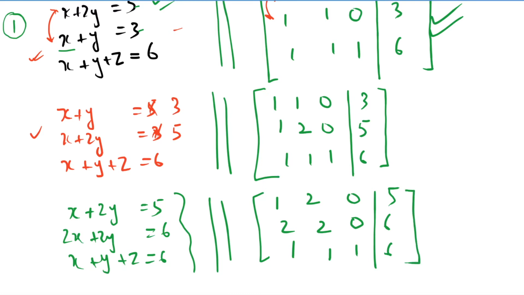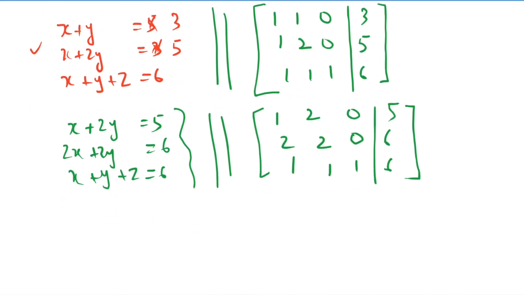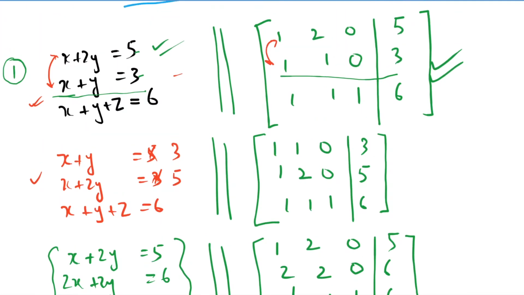Again, you'll notice that multiplying equation 2 here with the scalar 2, or correspondingly multiplying the second row of the augmented matrix with the scalar 2, will not change the solution at all. So this linear system will have the same solution as the previous linear system.